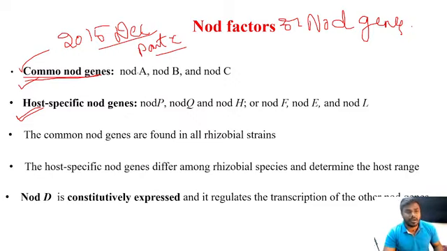There is no exception here. Common nod genes are nodA, nodB, nodC. Host specific nod genes are nodP, nodQ, nodH, nodF, nodE, nodL. Very simple: P, Q, H, F, E, L, A, B, C. You have to remember. Here comes a very interesting point.